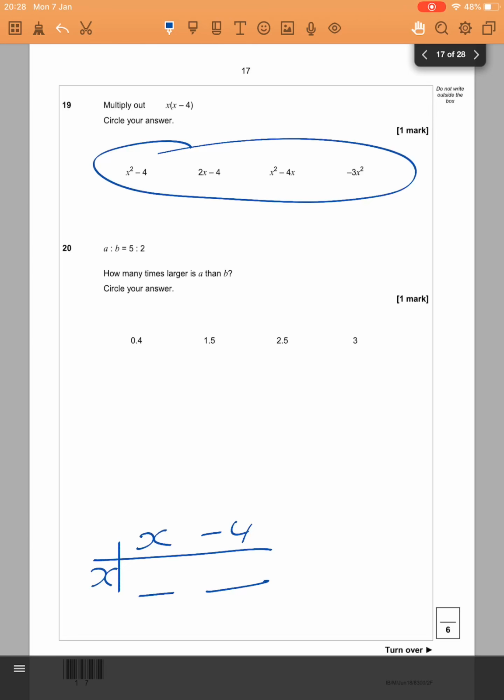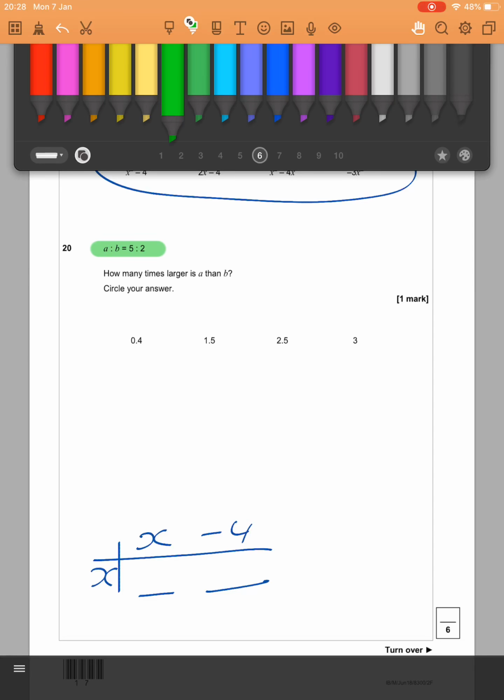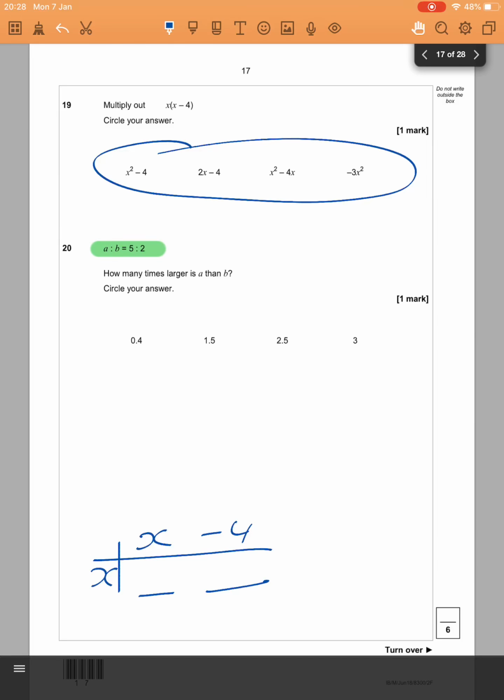So we've got a ratio here. We've got ratio of A to B is equal to 5 to 2. How many times larger is A than B? And circle your answer. So if we had a ratio of A to B is 5 to 2, we want to know how many times bigger this number is than this number. So what would you have to multiply 2 by to get 5?